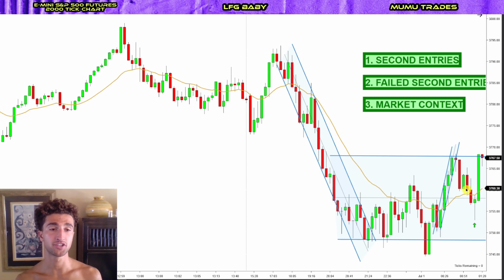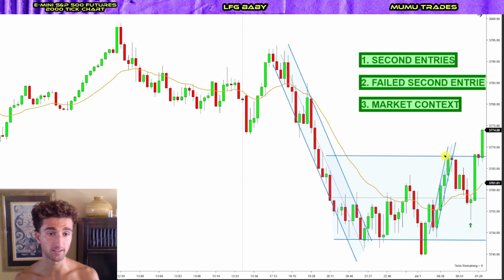But just to show you guys how effective this method really is, because it's a failed second entry short as well as a second entry long, if you're coming from this high, first entry long, second entry long, that does look like a nice trade.